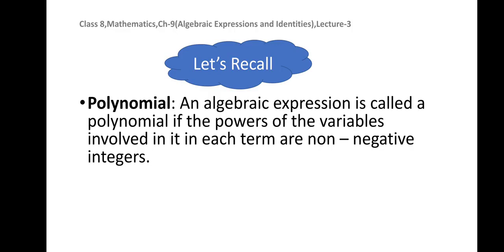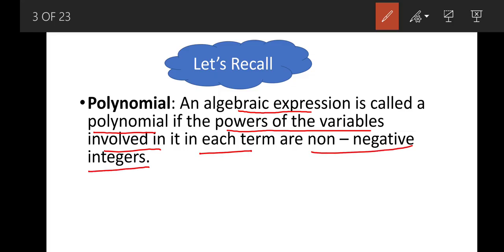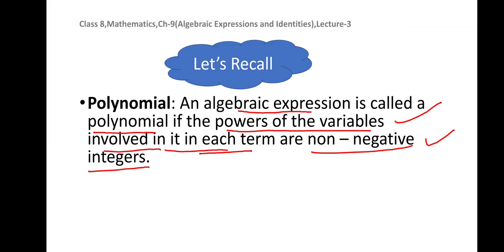An algebraic expression is called a polynomial if the powers of the variables involved in it in each term are non-negative integers. Then we can say that the given algebraic expression is a polynomial. It means you are supposed to check the powers of the variables involved in every term of that expression, and the powers of the variables should be non-negative integers. Then you can easily say that the given expression is a polynomial.